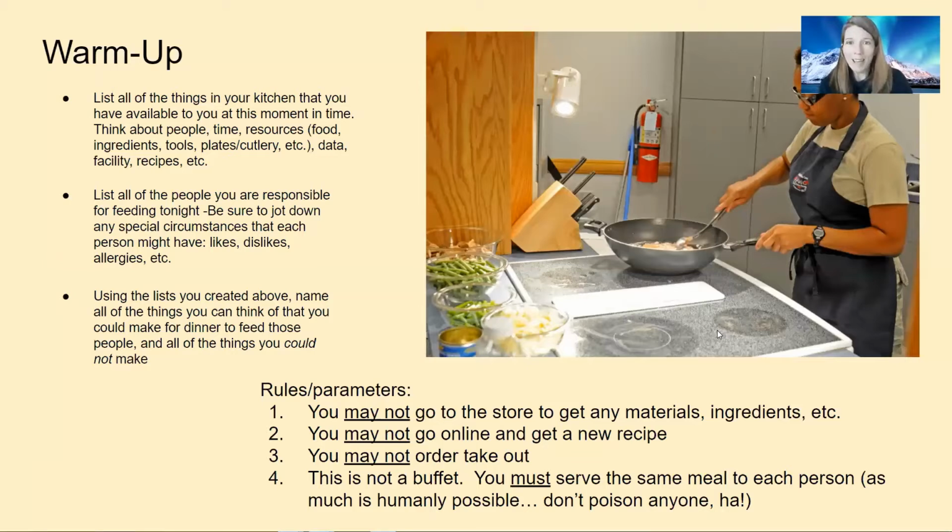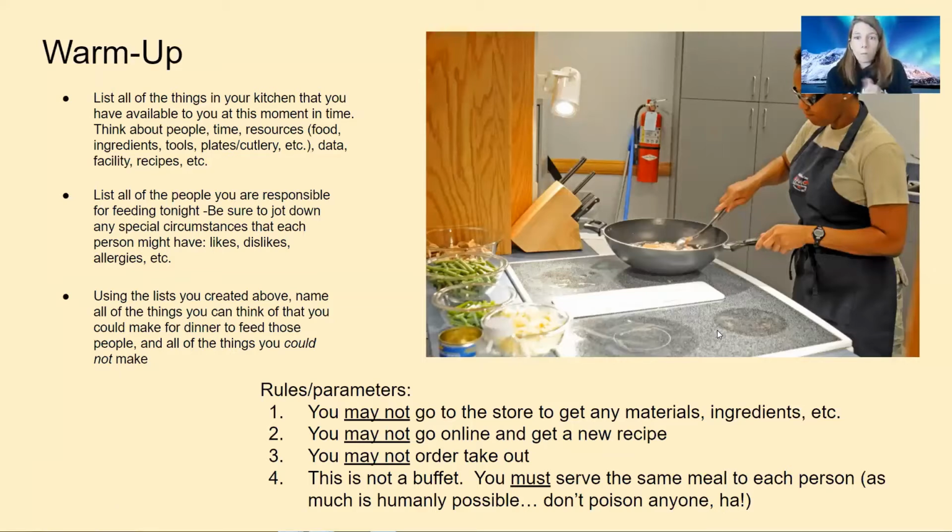You may not order takeout. You may not just say, well, I'm just going to order takeout, because that's beyond the point of this. And also, this is not a buffet. So you must serve the same meal to each person as much as humanly possible without poisoning anyone. That doesn't necessarily mean that their meal is going to look exactly the same, but the ingredients should be the same. I'm thinking of my son. If we were going to have chicken and broccoli Alfredo for dinner, he wants the chicken and the pasta and the sauce and the broccoli all in different parts of his plate and not mixed together. He's getting the same food, but it's been differentiated for him in a completely different way.